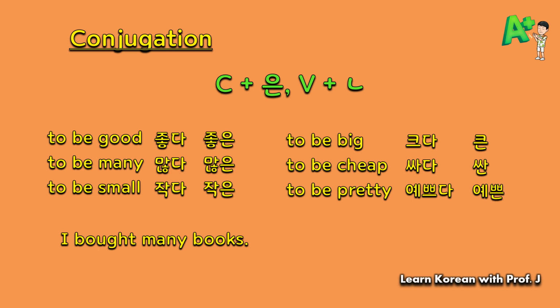Okay, then how would you say this sentence? I bought many books. We have the modifier many. Okay, to be many is 많다, but in the noun modifying form, it becomes 많은. So therefore, 많은 책을 샀어요. As you can see, the modifier 많은 is placed before the noun 책.